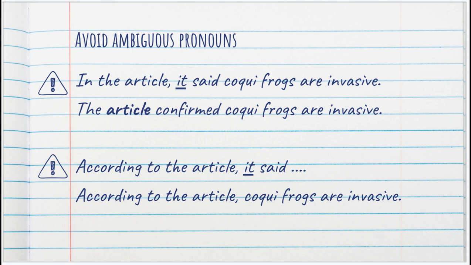Use another signal verb. Here's another one, kind of the same idea. "According to the article, it said something, something." Again, same idea. We have an ambiguous pronoun. We've got some repetition. According to the article, coqui frogs are invasive. Okay, go ahead and just get to it.